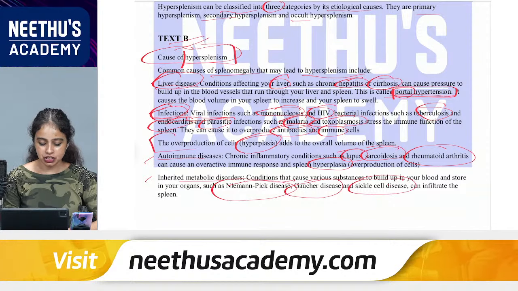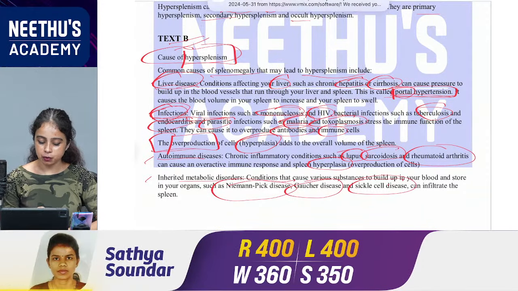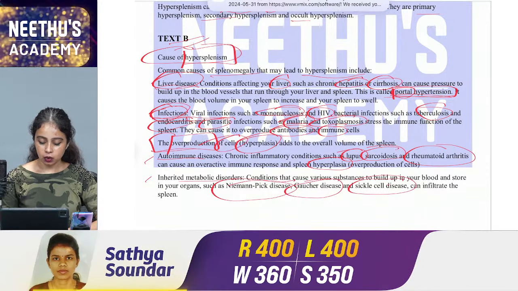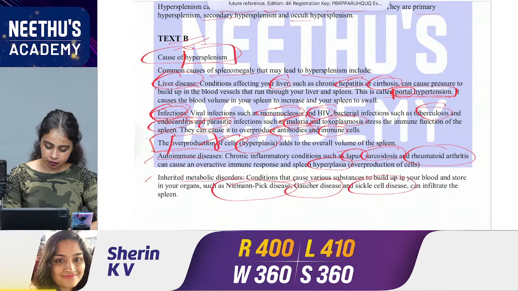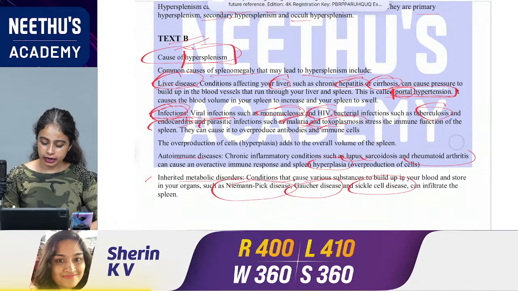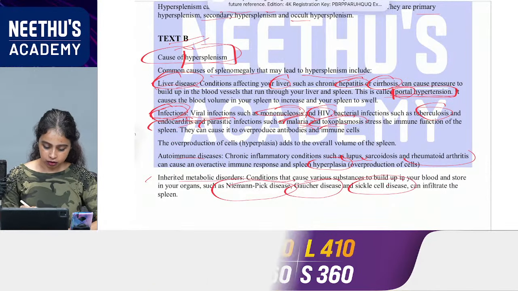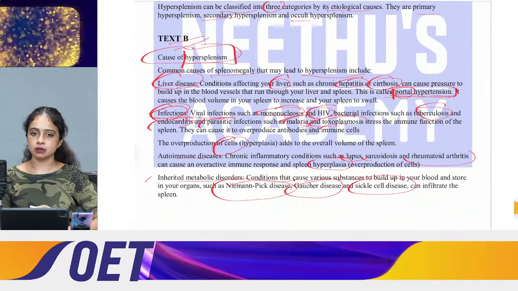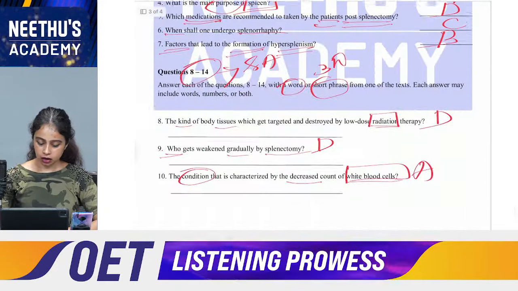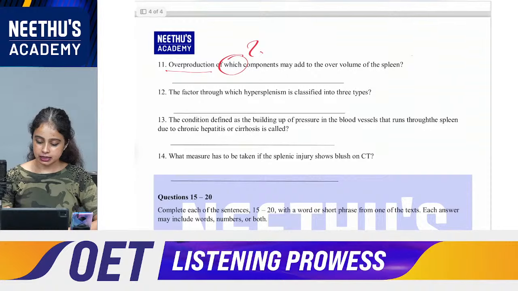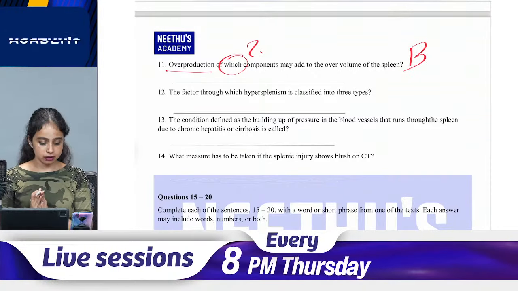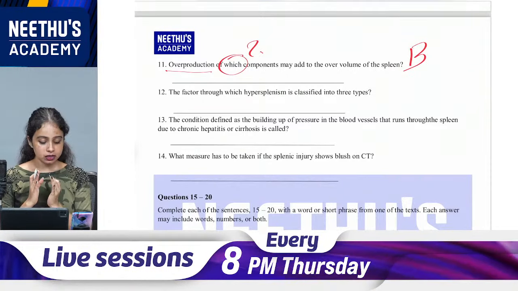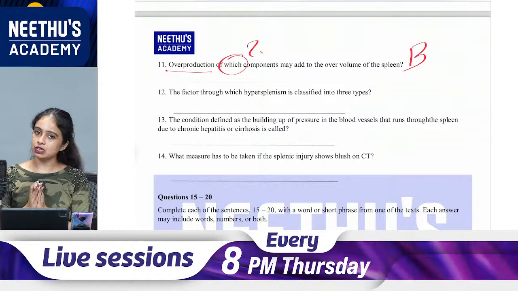The overproduction. So those are my keywords, right? Overproduction of cells. So you can write cells as the correct answer. I'll show you the answer. It should be cells from text B. Alfie, Juby, Sharmi, very good. Kochus, very good. Cells should be the answer.